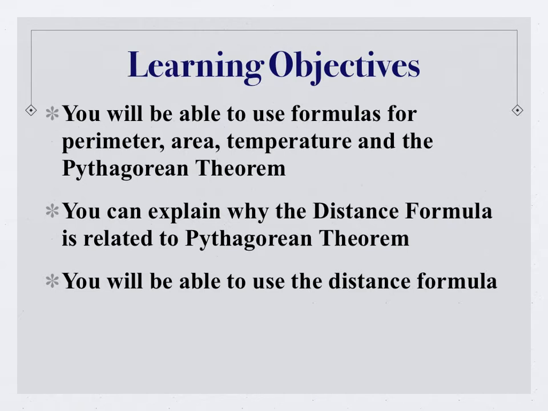Here are your learning objectives. That you'll be able to use formulas for perimeter, area, temperature, and the Pythagorean theorem. That you can explain why the distance formula is related to the Pythagorean theorem, and you'll be able to use the distance formula.